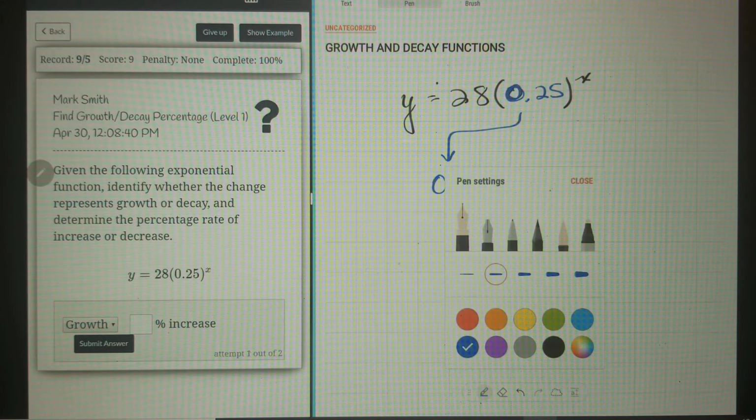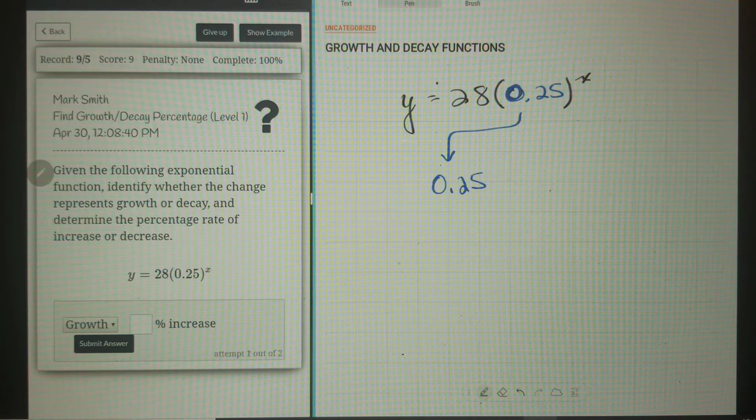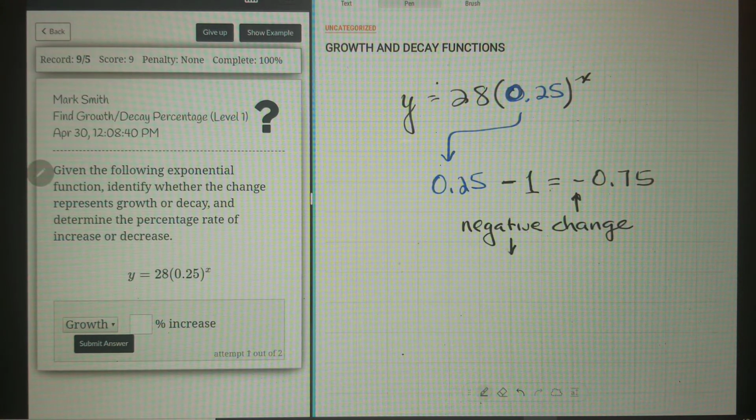All right, and then you're going to subtract 1 from it. Subtract 1. All right, and if you do that in your calculator, it's going to tell you that it's negative 0.75. All right, so we see that this is a negative change. All right, so negative change means decay, getting smaller. All right, and so that was the simple part.